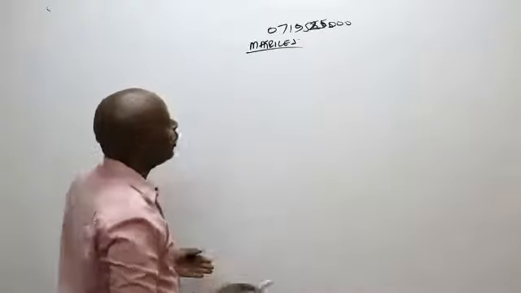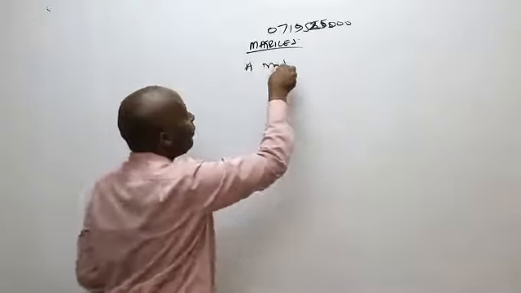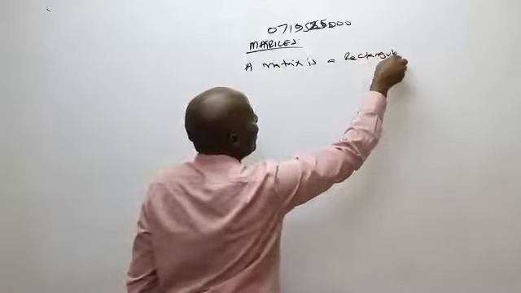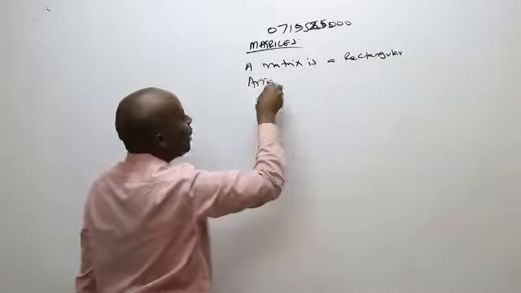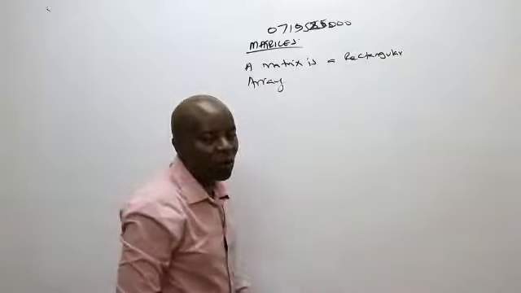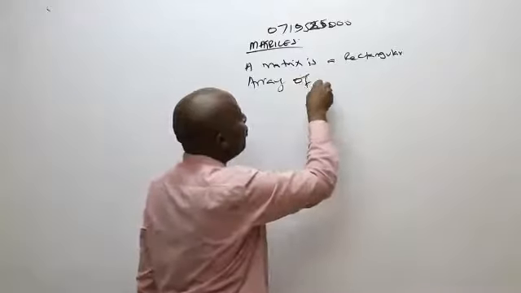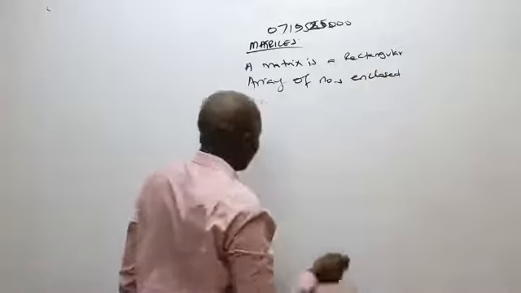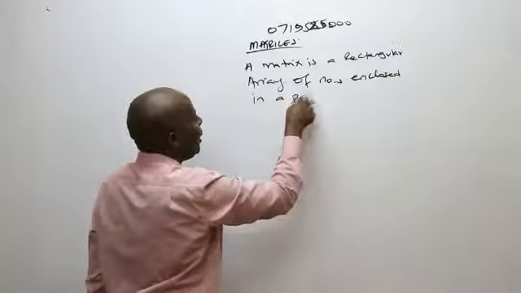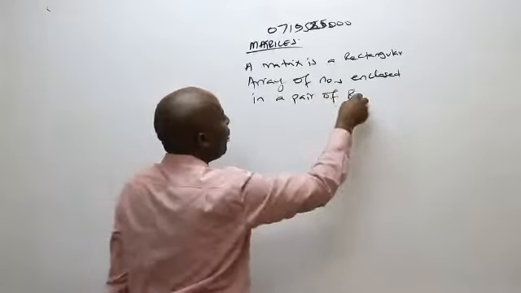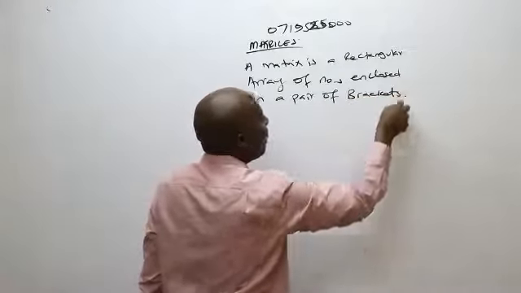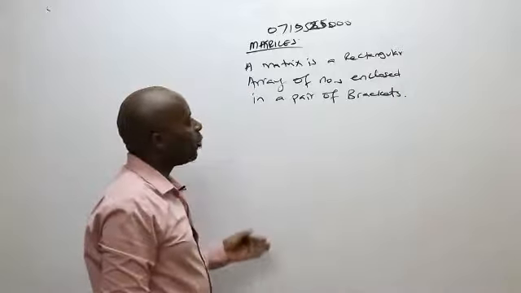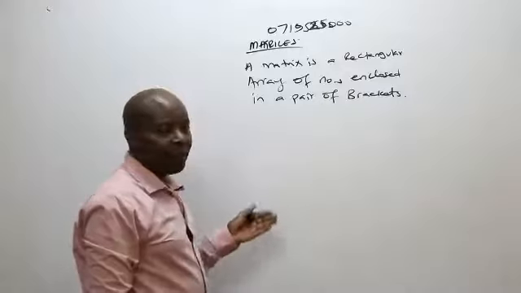Now, a matrix, ladies and gentlemen, is a rectangular array or arrangement of numbers enclosed in a pair of brackets. So a matrix is a rectangular array of numbers enclosed in a pair of brackets.